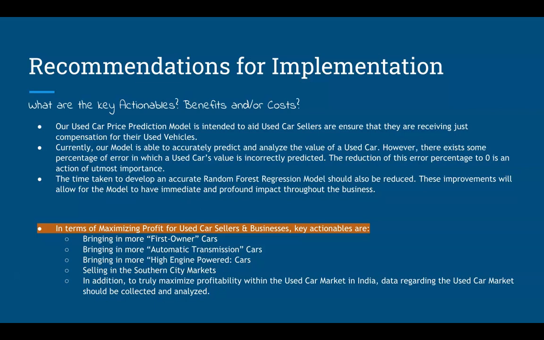The time taken to develop an accurate random forest regression model should also be reduced, as it does take a significant amount of time to develop this model. These improvements will allow the model to have an immediate and profound impact throughout the business. Furthermore, when implementing our solution, we can also look to maximize the profit for used car sellers and their businesses. One example of this would be bringing in more first owner cars, more automatic transmission cars, and high engine powered cars, and particularly selling these cars in southern city markets.